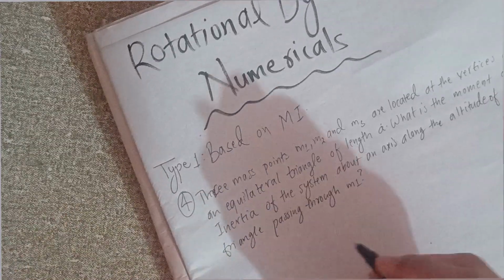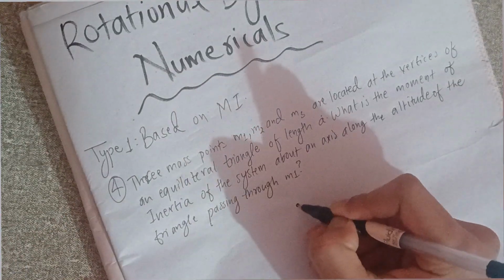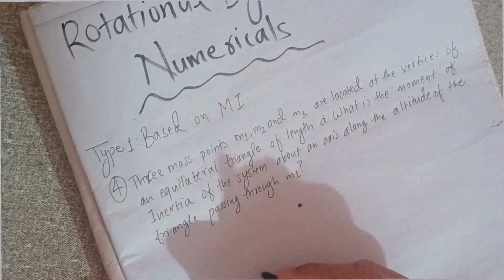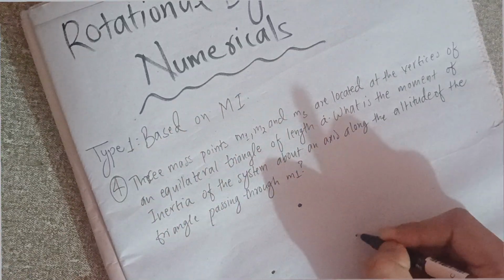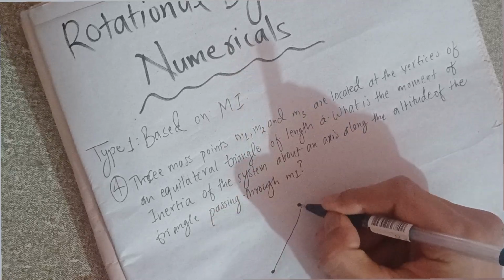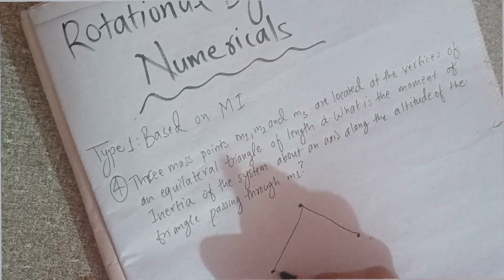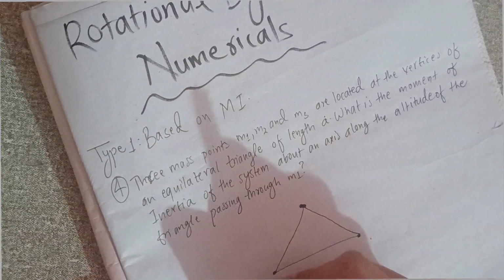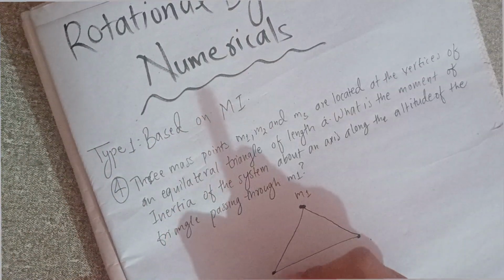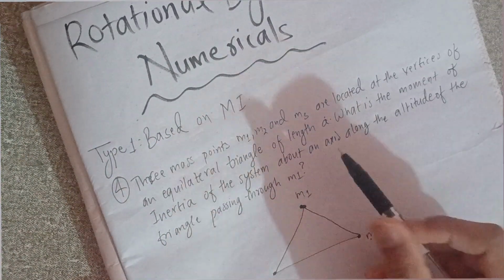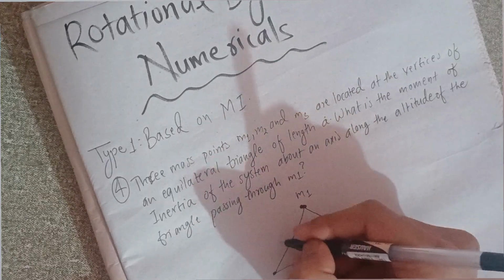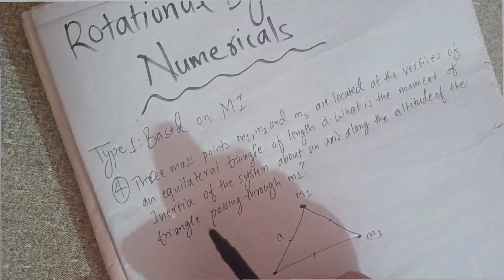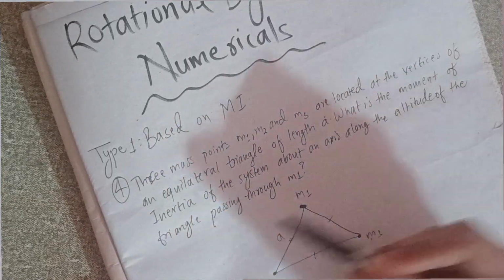Okay, so you can make a figure because there are three vertices of our equilateral triangle. There is an equilateral triangle just like this one, and the 3 vertices are M1, M2 and M3, and of length A. So all the sides are A. What is the moment of inertia of the system about an axis along the altitude of the triangle?